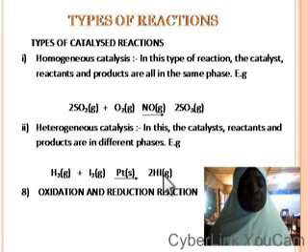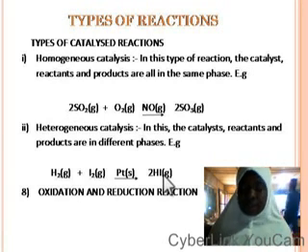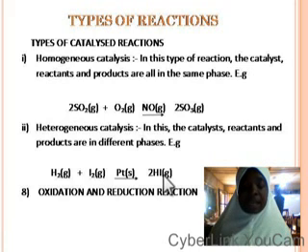The next one we are going to look at is the oxidation and reduction reactions. That means reactions due to either the donation or the acceptance of electrons, which we are going to look at in detail in our next class. So this is our assignment.